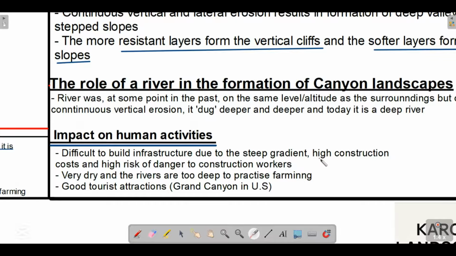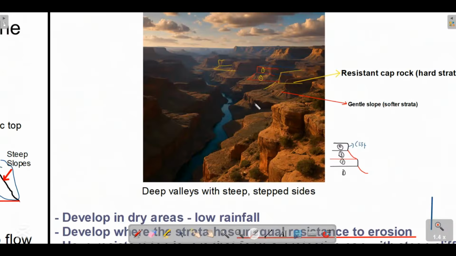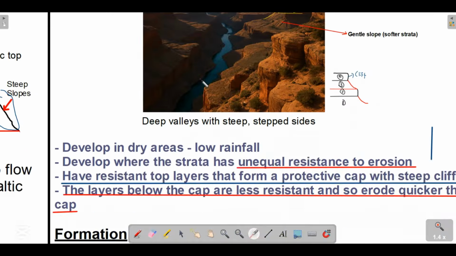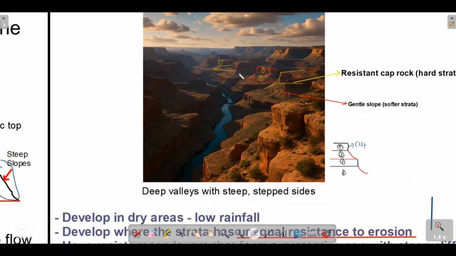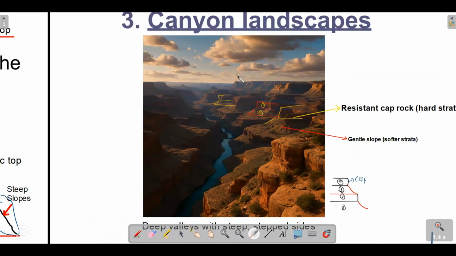And it's also quite expensive because you have to think of a quite creative way that is going to be suiting for this landscape here. So there's quite high construction costs, and there's also quite a huge risk for the workers.